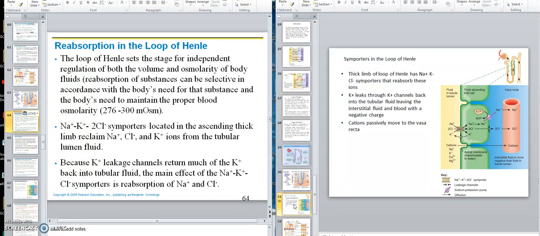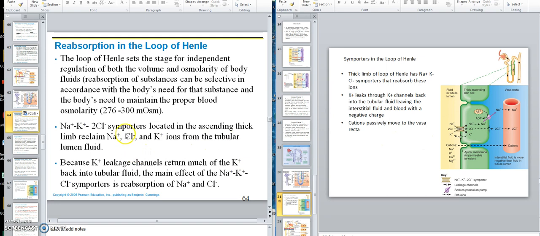Now, the loop of Henle is going to set the stage for something a little later, so you've got to understand this part. What it's going to set the stage for is concentration and dilution of the urine. But right now, I'm just getting you to see what's there. Okay, so let's go back. The sodium potassium 2-chloride symporters are located on the ascending thick limb. They reclaim these from the tubular lumen. Because potassium leakage channels return much of the potassium back into the fluid, the main effect of the symporter is reabsorption of sodium and chloride, because you bring the potassium back.